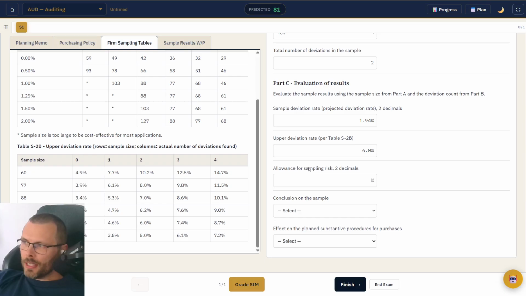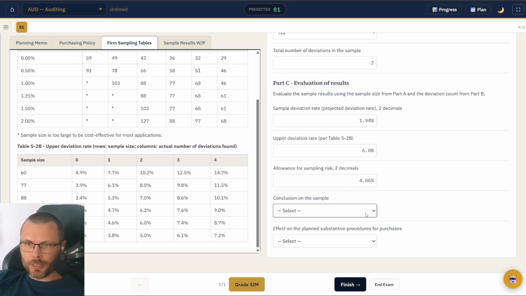Allowance for sampling risk. That's not the difference between the tolerable rate and what we found, 1.94. That's the difference between the deviation rate and the 1.94. So 6 minus 1.94, 4.06%.